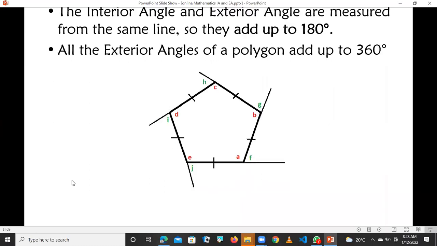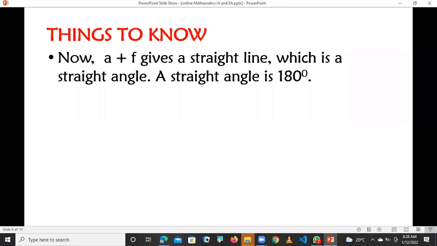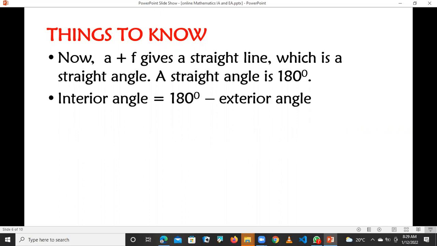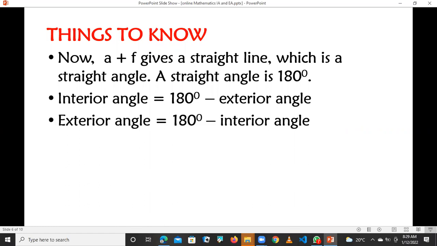So in the exam, when you are given the exterior angle, you should know that you can come up with the interior angle, because a straight line is equal to 180 degrees, so you just need to do the subtraction. So interior angle is equal to 180 degrees minus exterior angle, or vice versa, exterior angle is equal to 180 degrees minus interior angle. This is what we have established. So for these questions in the exam, you cannot go wrong.